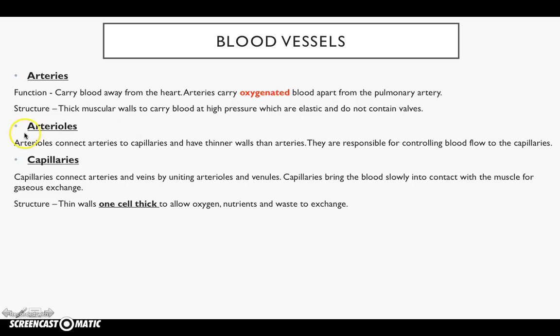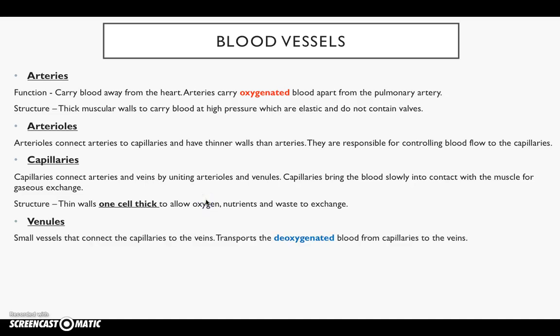Structure of them, this is really important, 1 cell thick. So they're thin walls, 1 cell thick. This allows the oxygen, nutrients and waste products to exchange, for that gaseous exchange to take place. If they're really thick walls, the oxygen and carbon dioxide aren't going to get through those walls, so it has to be thin. So it's 1 cell thick. That's really important.